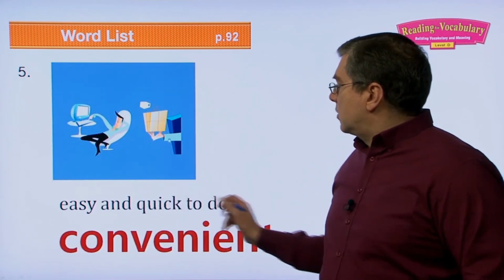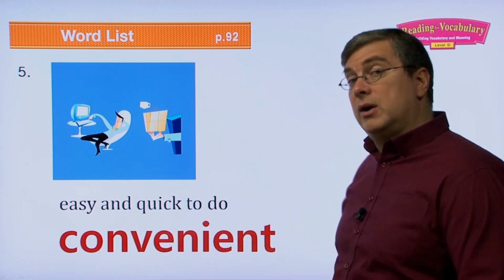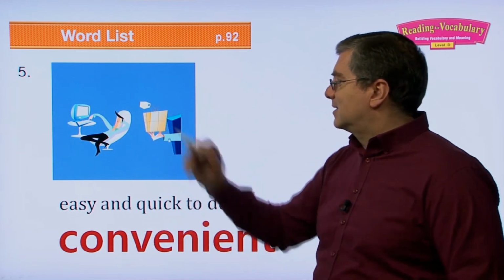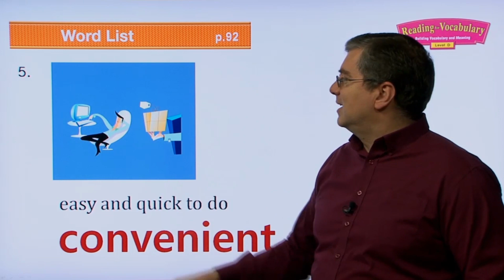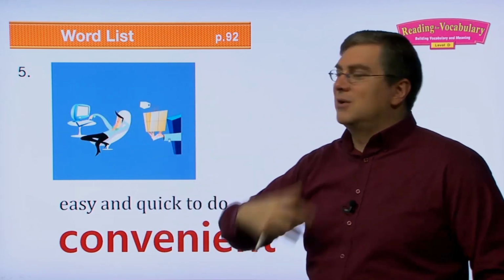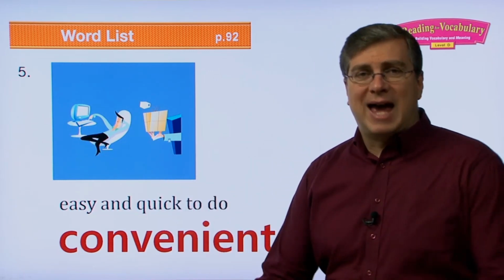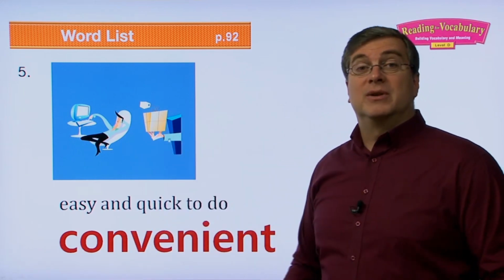5, easy and quick to do. Well, it's very convenient. That word just kind of slid right on in there very conveniently, right? It was easy and quick to do. It's convenient. Modern life is very convenient, isn't it? We just hit some keys on our keyboard and somebody comes to our door and gives us a package. Wow, how convenient is that? We don't even have to leave our house anymore to get items from the store.